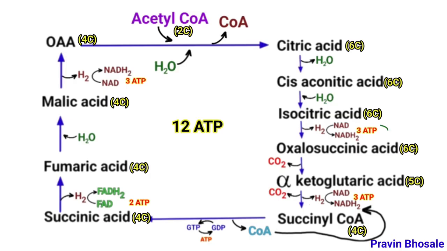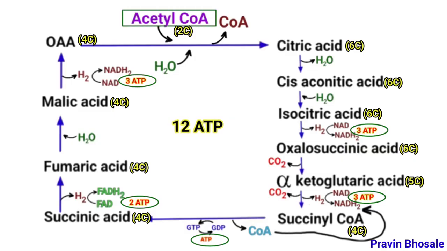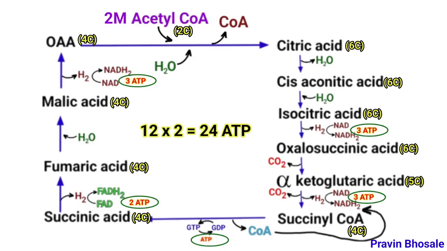That you can see here, 3 ATP molecules are formed over here. Then 3 ATP molecules are formed over here. 1 ATP molecule here. 2 ATP molecules over here. And 3 ATP molecules over here. The total there are 12 ATP molecules. When one acetyl coenzyme A enters into Krebs cycle, 12 ATP molecules are formed. So when 2 acetyl coenzyme A enter into Krebs cycle, 12 into 2, 24 ATP molecules are formed. And this is actually from the electron transport system.